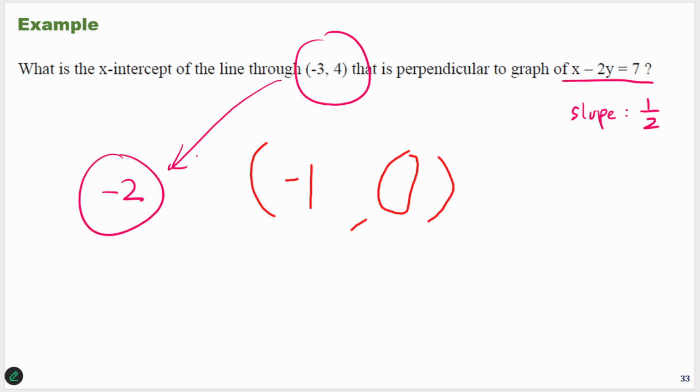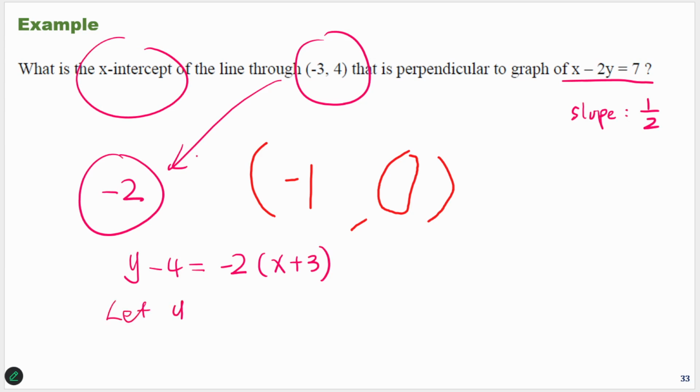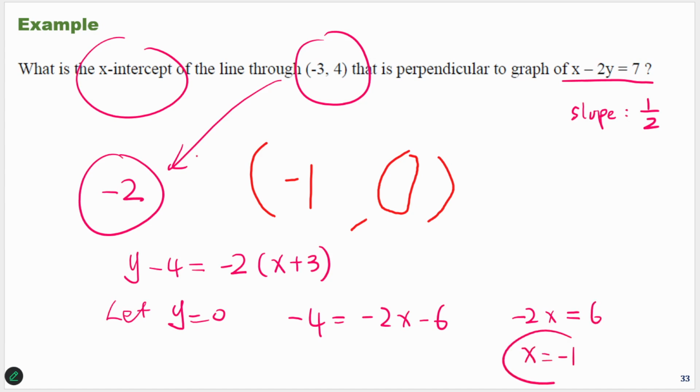So this line has this equation, y minus 4 equals -2 times x plus 3. And we only want its x-intercept, so we simply let y equal 0 to find x. So -4 equals -2x minus 6, then -2x equals 2. Therefore, x equals -1. So that's our x-intercept.